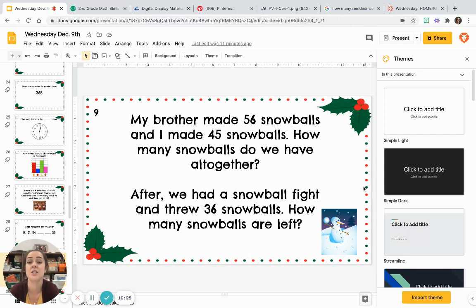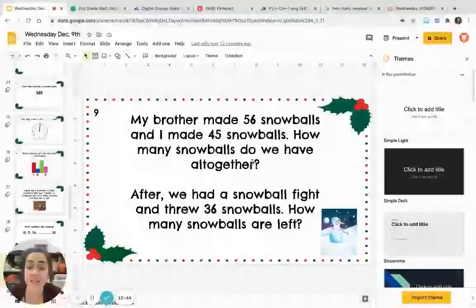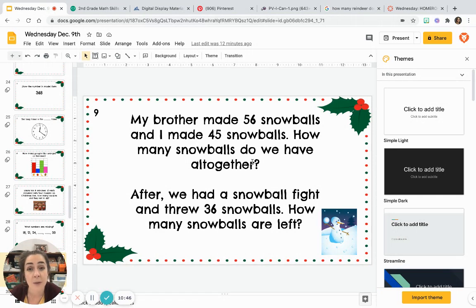Okay, so you'll need to do something with these 2 numbers up here. All together sounds like that's an addition problem. And then if you're trying to figure out how many are left, you're going to need to subtract this 36 from your answer up here. So definitely show your work. Maybe you use base 10 blocks to solve it. That would be a great tool to use.